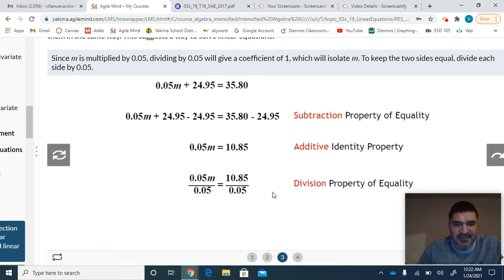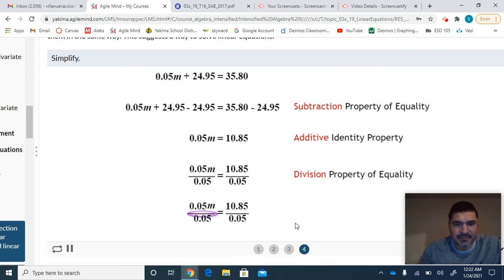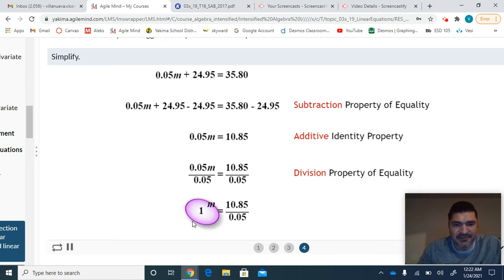When you divide on both sides, that's called division property of equality. Anytime you do something on both sides, you're going to see something that says of equality. Up here, we subtracted on both sides, subtraction property of equality. Divide on both sides, division property of equality. And the last step, we're going to simplify this. 1 times m is just m. And then 10.85 divided by 0.05 is 217.